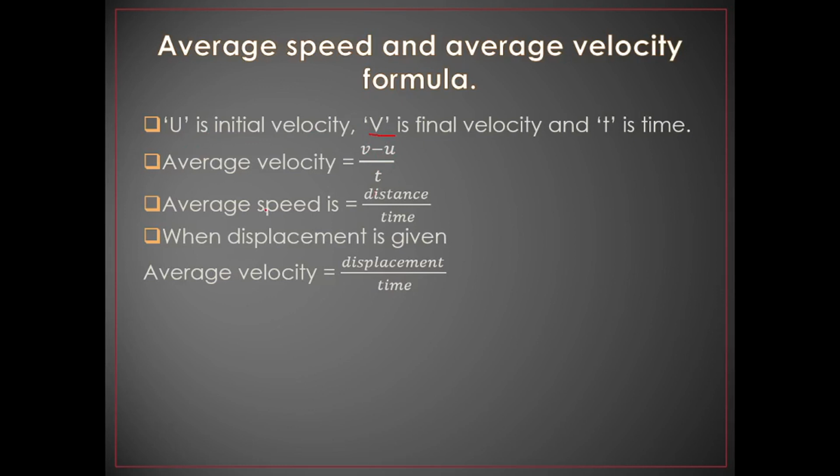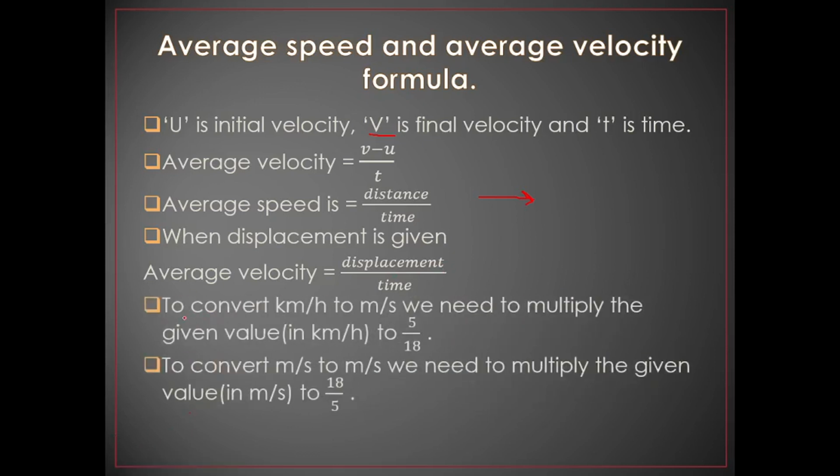And the average speed is the total distance covered divided by the time taken. When the displacement is given, the average velocity is displacement by time.